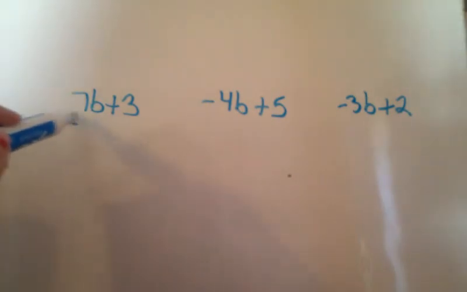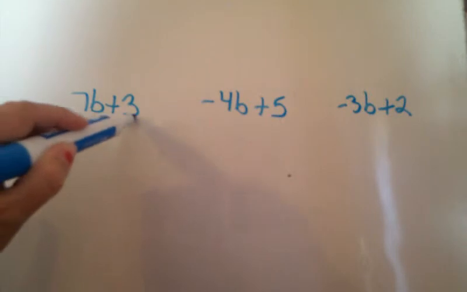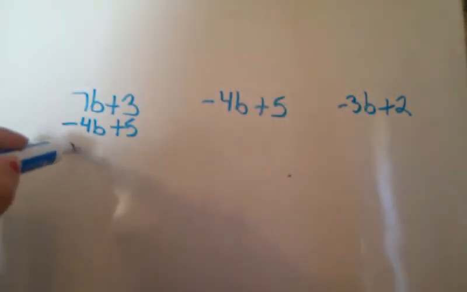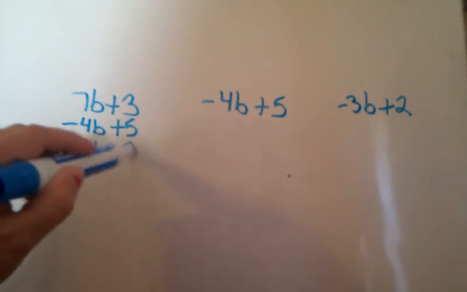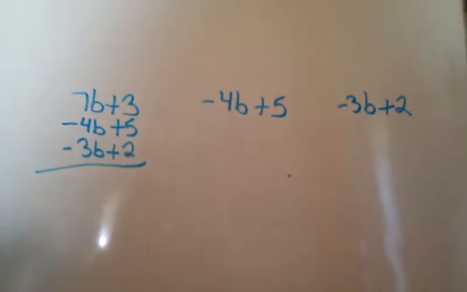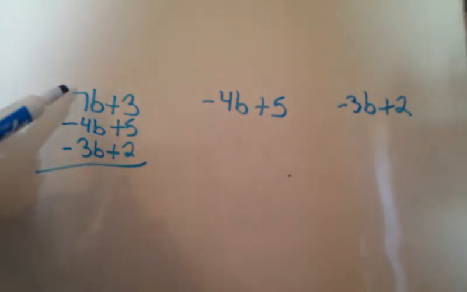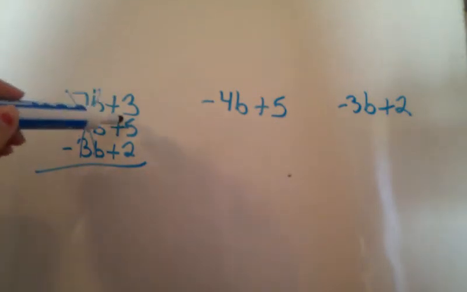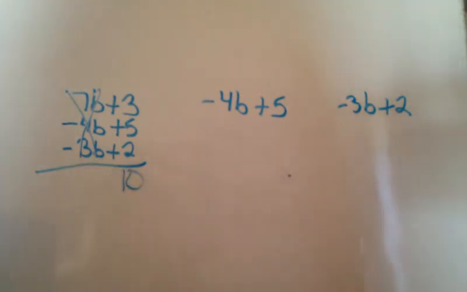So minus 4b plus 5. I have to put it under like terms. Here's a b, so it has to go under the b's. Minus 3b plus 2. Okay, now let's add them. My signs are different, so I have to subtract. 7 minus 4 is 3. 3 minus 3 is 0. Okay, so these cancel out. Alright? Okay, 3 plus 5 is 8, plus 2 is 10. So the answer that you should have got is 10.